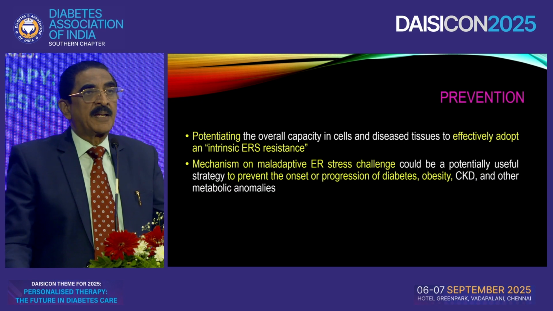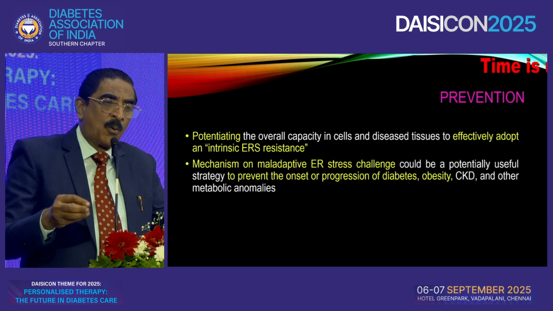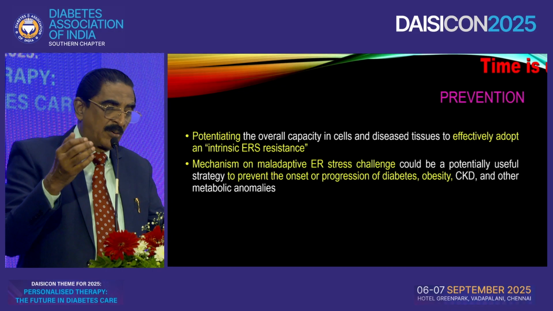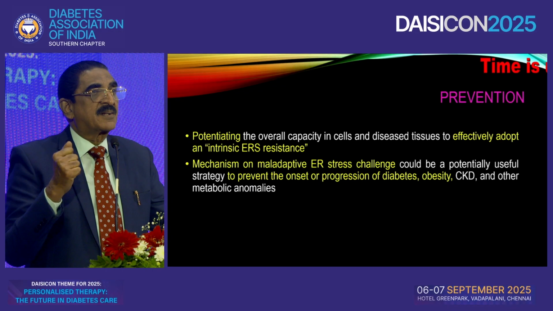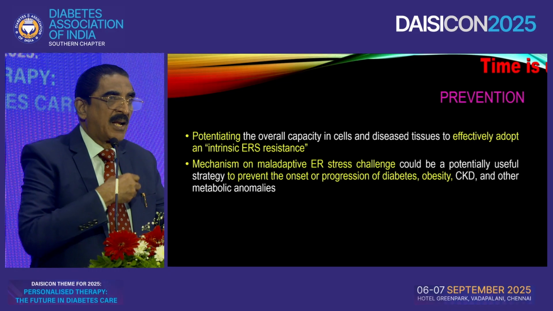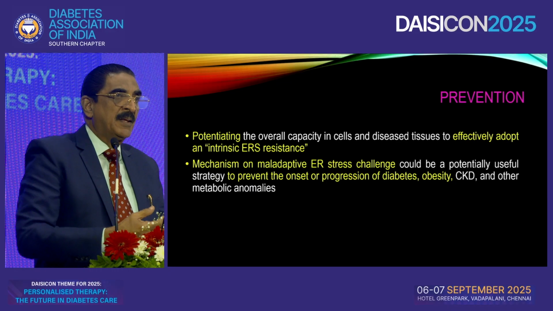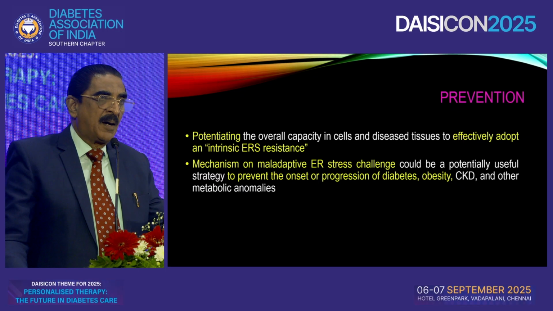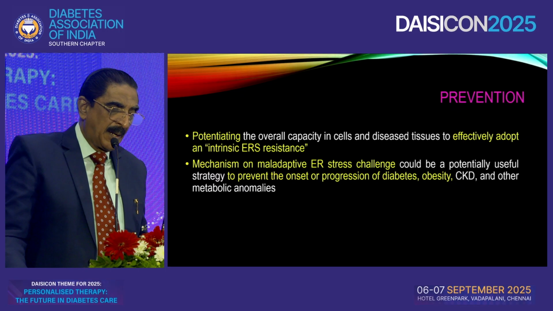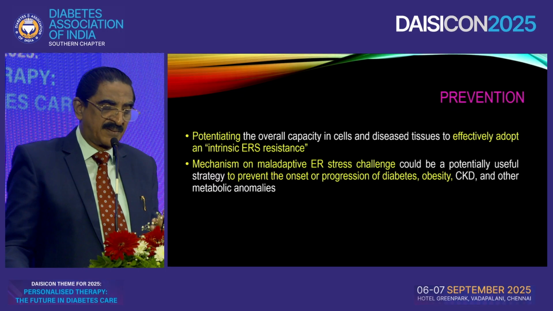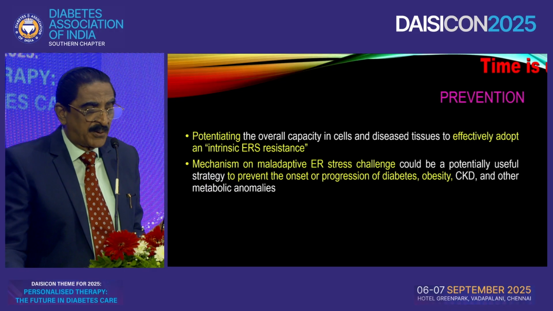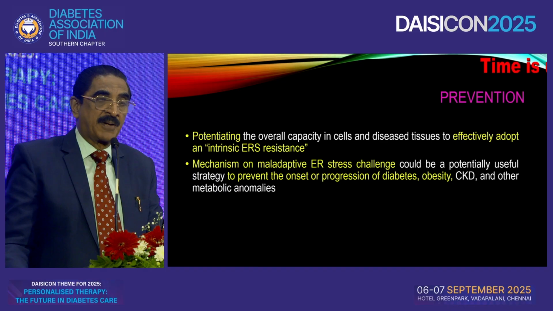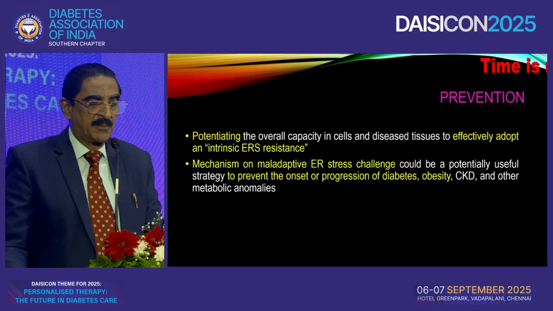So, where are we in prevention? Potentiating the overall capacity in cells and diseased tissues to effectively adopt an intrinsic ERS resistance. That's what I was just trying to tell you. It's almost like immunizing a cell. The cell should be powerful enough to resist the maladaptive UPR. And targeting mechanisms of maladaptive ER stress could be a potentially useful strategy to prevent the onset and progression of diabetes, obesity, and other non-communicable diseases.